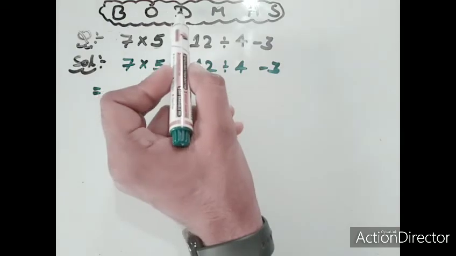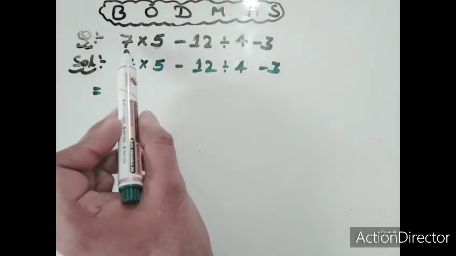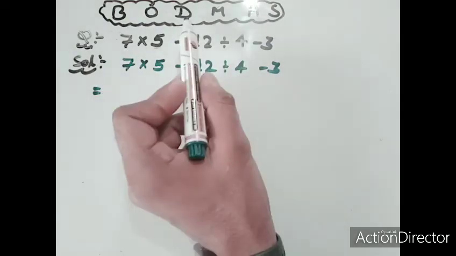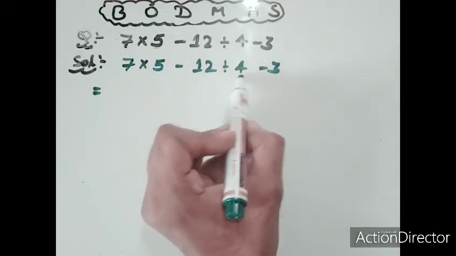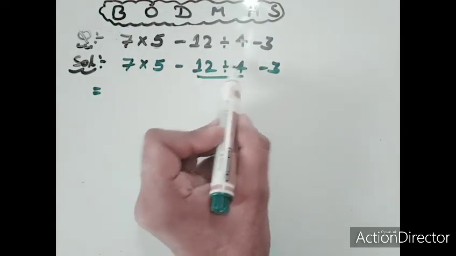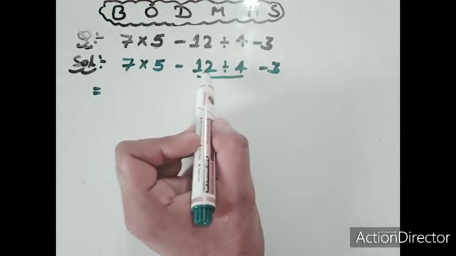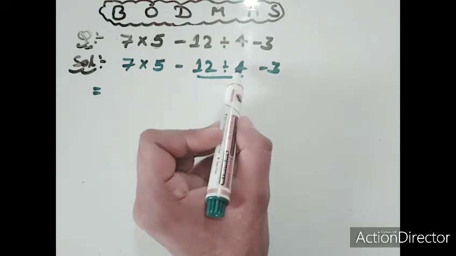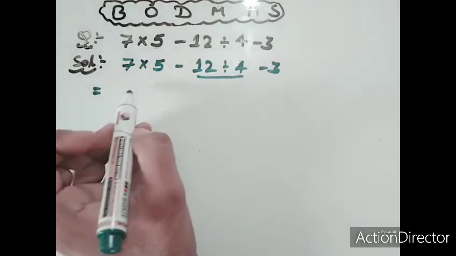So here first we solve division, because there is no bracket and of here. So here we solve division, this part of this question, right? So 12 divided by 4. So how many times is 12 divisible by 4? Right, 3 times. 4 3s are 12.